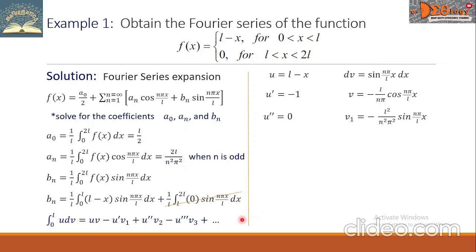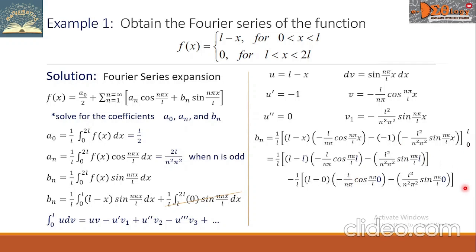Now let us use the Bernoulli's formula. It becomes like this. We have the 1 over L times this pair of factors is the u times v minus the second pair of factors. This is the u prime times v sub 1. We evaluate this with respect to the limits from 0 to L. So we have the two groups here. Let us simplify some of the terms. First, we have this L minus L, and this becomes 0, meaning this pair of factors will be cancelled out.